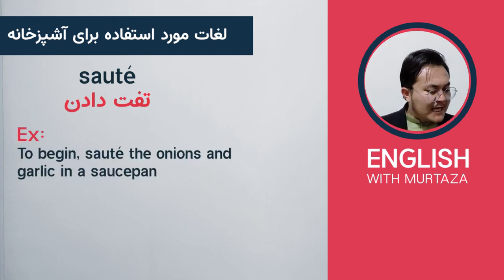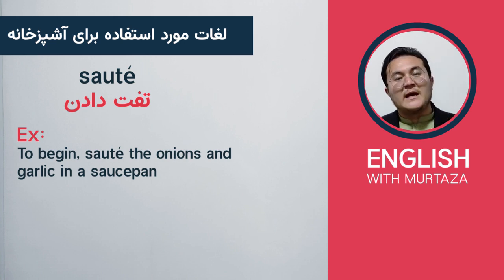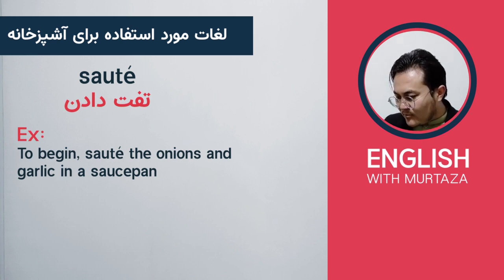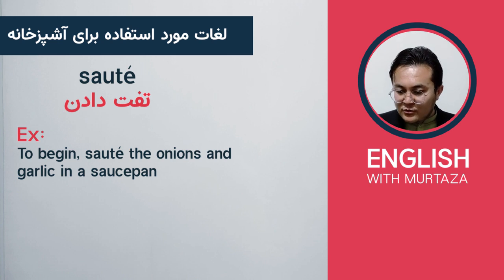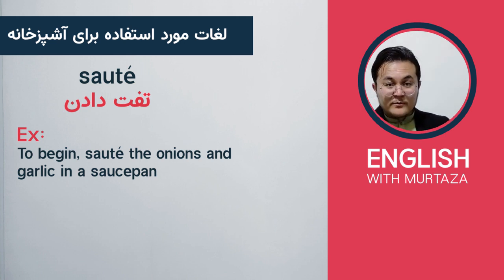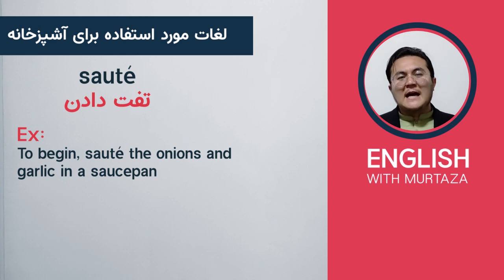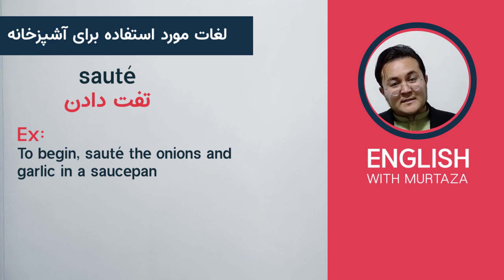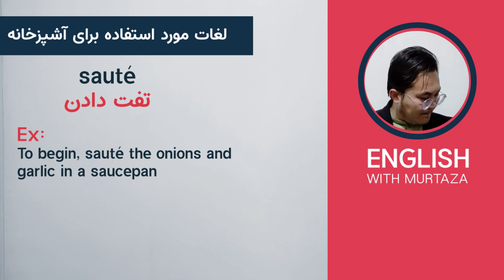To begin, sari the onions and garlic in a saucepan. شما در یک مایتابه برای شروع اول پیاز با سیر تفت بدین سرخ کنین. I know that تفت دادن in Afghan traditional foods and Afghan traditional custom might be different from fry.